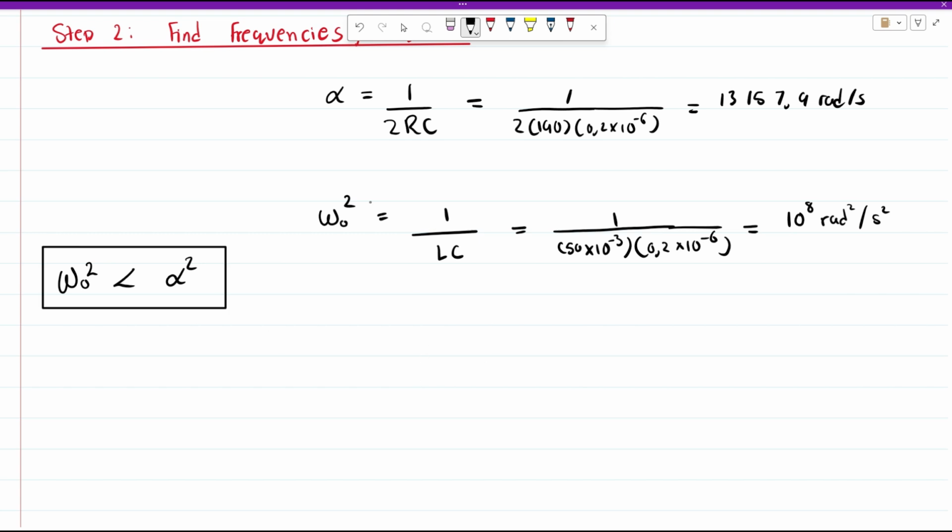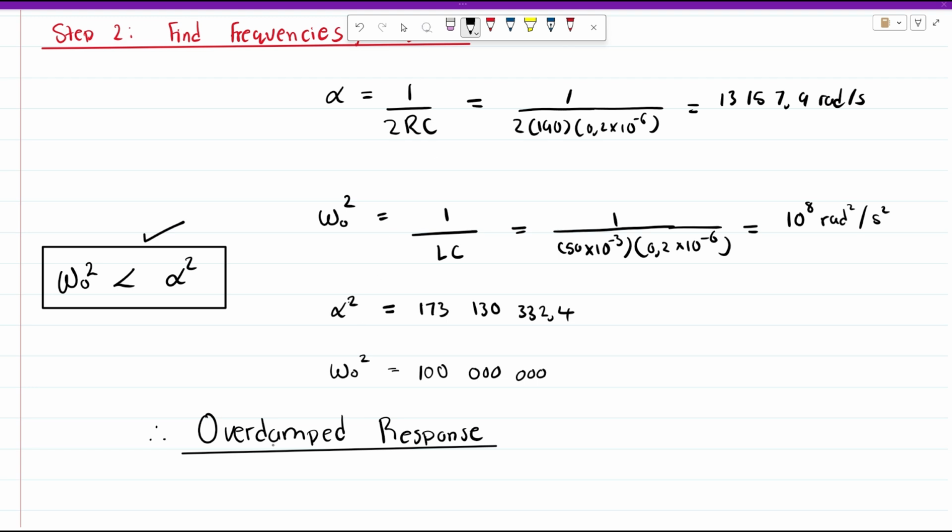So let's check that. We have the Neper frequency there, so we're going to square that and check. After squaring the Neper frequency, we can already see that the Neper frequency is indeed greater than the resonant radian frequency. So this condition is met, which means our circuit is an overdamped response.